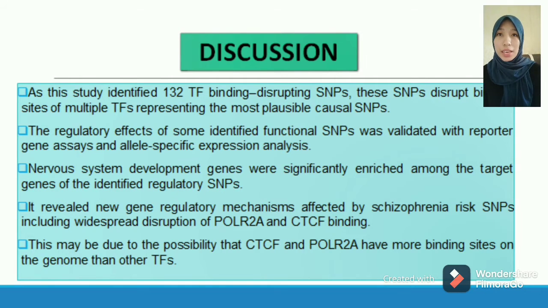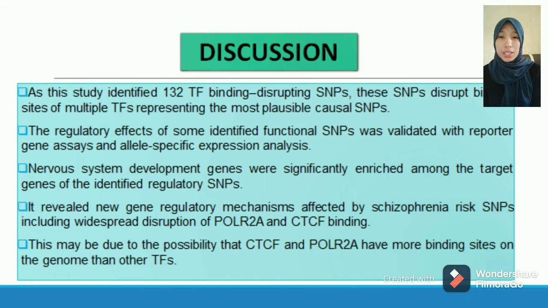The regulatory effect of some identified functional SNPs was validated with reporter gene assay and allele-specific expression analysis. Besides that, nervous system development genes were significantly enriched among the target genes of the identified regulatory SNPs. Hence, it revealed a new gene regulatory mechanism affected by schizophrenia risk SNPs, including widespread disruption of POLR2A and CTCF binding.